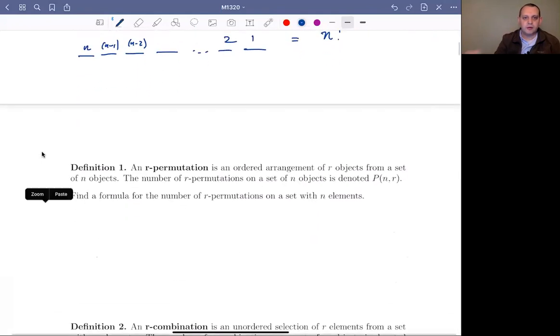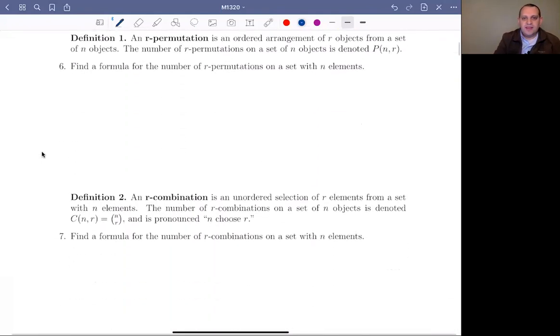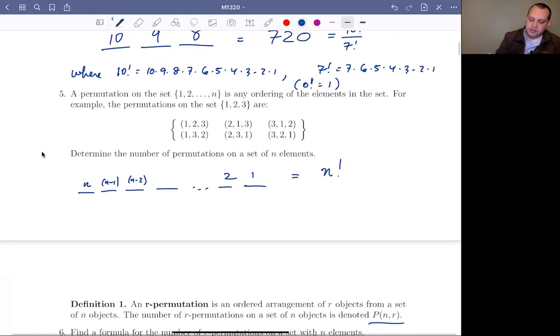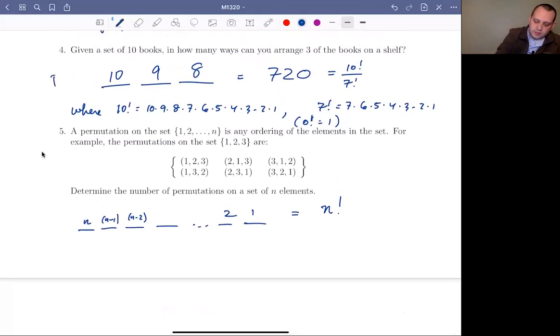Now, that's a permutation. Given that set of n objects, you can think about the numbers 1 through n. An R permutation is where you take R of those objects and then you just arrange those R objects. So for example, we had 10 books and we wanted to count the number of ways to arrange 3 of them. That would be a 3 permutation on a set with 10 objects. Okay, so we're going to denote that P of n, R. So in other words, this 720 is P of 10, 3.